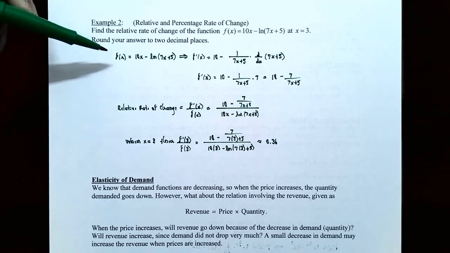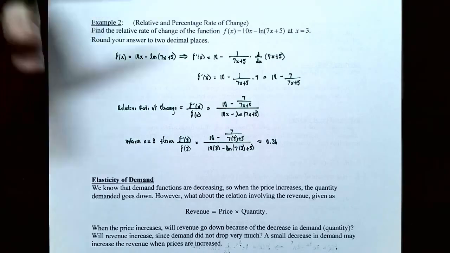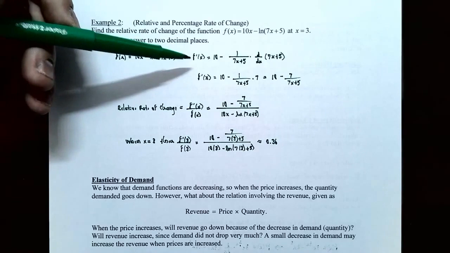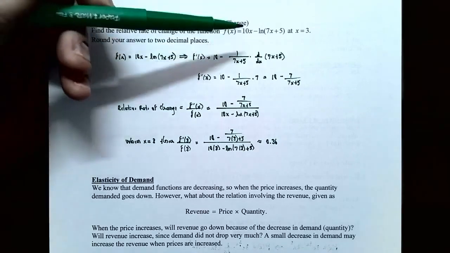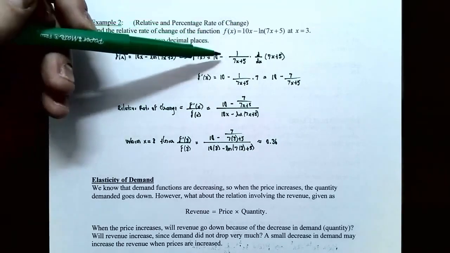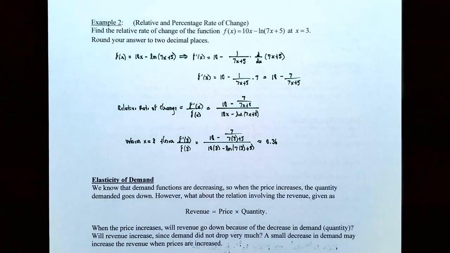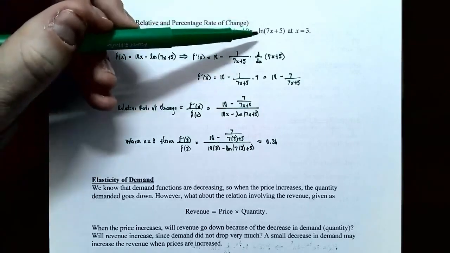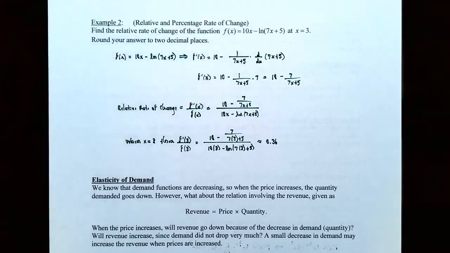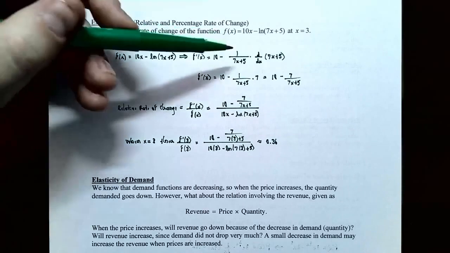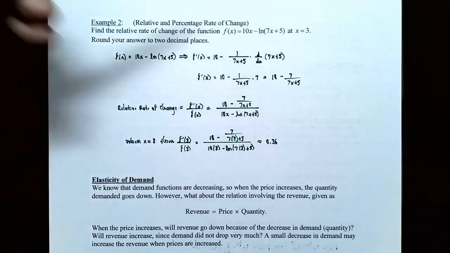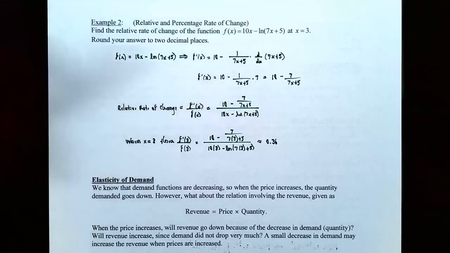So if this is the original function f of x, we know that the relative rate of change formula involves the derivative, so let's find the derivative of f of x. F prime of x is equal to the derivative of the first term, derivative of 10x is 10, subtract the derivative of natural log of 7x plus 5. Natural log of 7x plus 5 is a composite function, so we have to take the derivative of the outside function first. The derivative of natural log is 1 divided by the argument, so 1 divided by 7x plus 5, times the derivative of the inside function using the chain rule, so d dx of 7x plus 5.